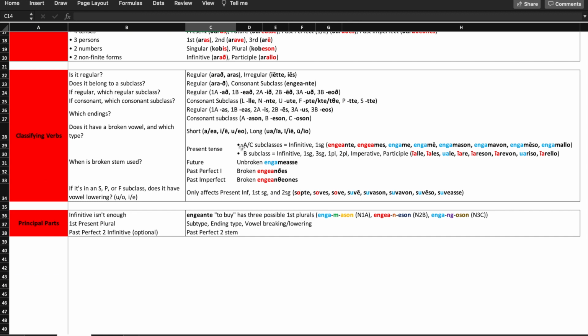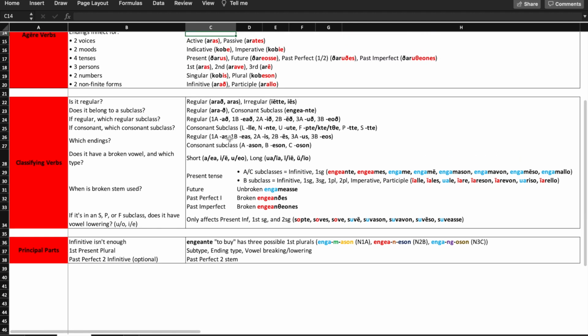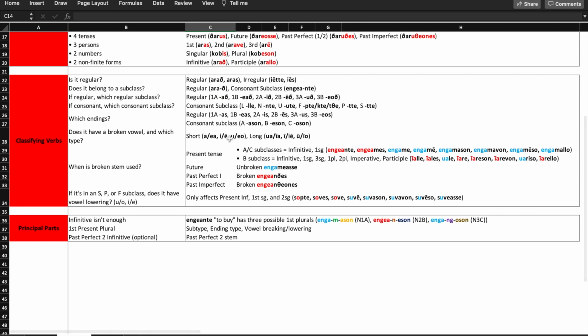If a lot of this isn't making sense to you, it might be worth checking out my showcase video on Agēre, because it will go into more depth and explain precisely what these features are. But once you know whether a verb takes a broken vowel and essentially has 2 different stems, the question is, when do you use which stem?